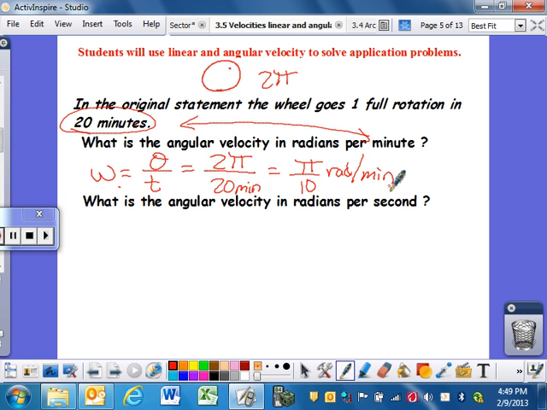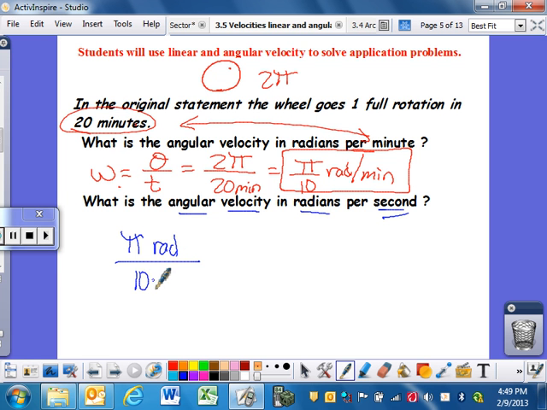That's as simple as it has to be, but that's because I gave it to you in pretty simple terms. So I gave you 2 pi over 20, which reduces to pi over 10 radians per minute. What happens if I gave you a different problem? Using the same scenario, angular velocity in radians per second. We already know what it is in radians per minute. I know it's pi radians over 10 minutes. That's just taking my other answer.